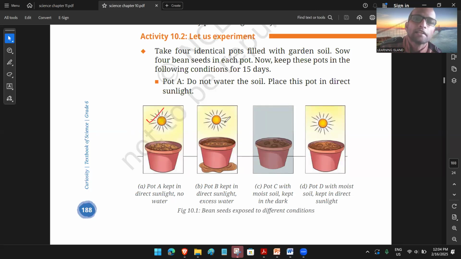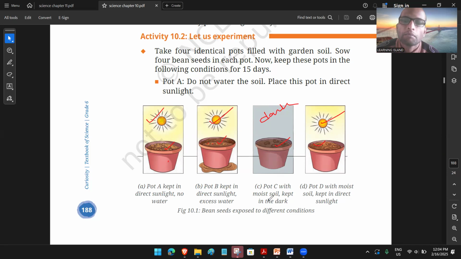ये इसमें सन है, इसमें भी सन है, इसमें भी सन है, इसमें सन नहीं है, दैट इज डार्क, अंधेरा. ये पॉट है, इसमें सॉयल है, सब में सॉयल है. तो देखो ये तीनों में सन है, सॉयल है. इसमें वाटर कितना है? इसमें जितना चाहिए वाटर उतना ही दे दिया गया, इसमें ज्यादा वाटर दे दिया.